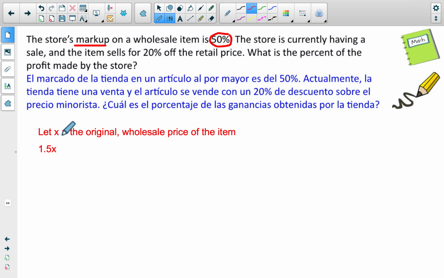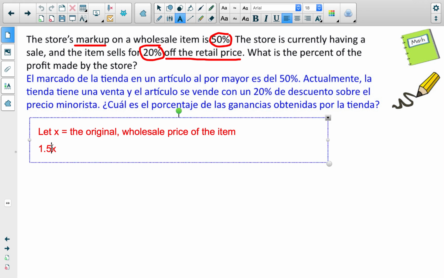Now, then the store has a sale, and the item sells for 20% off the retail price. So we've got to figure out a way to take 20% off of that. And now, just to be clear, this stands for the retail price, right? That's how much they're selling it for.